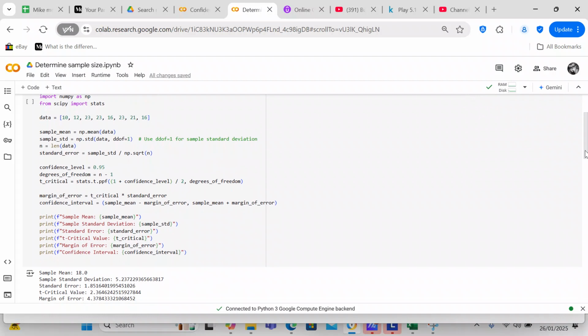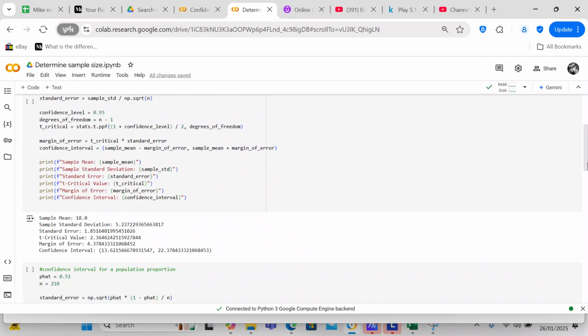Sample std equals np.std(data) with degrees of freedom ddof equal to 1. n equals the length of data. Standard error equals sample std over np.sqrt(n). Then your confidence level is 95%. Your degrees of freedom equals n minus 1. Your t-score, or t-critical, equals stats.t.ppf, which is a percent point function, of (1 plus confidence level) divided by 2, and then degrees of freedom.